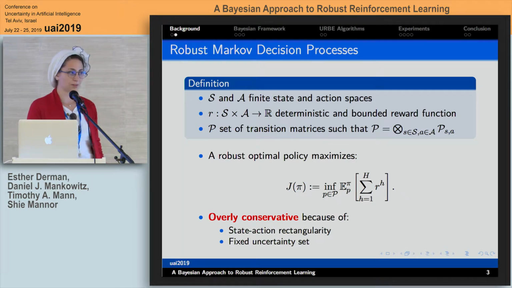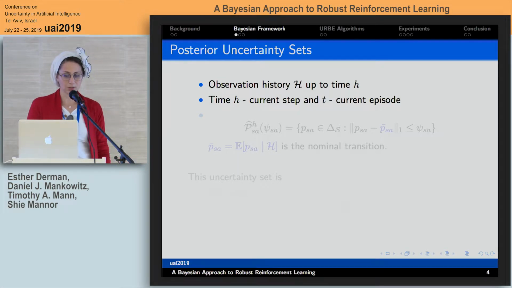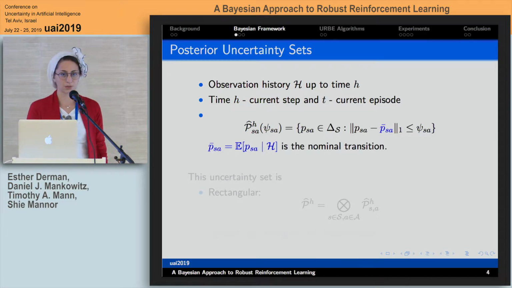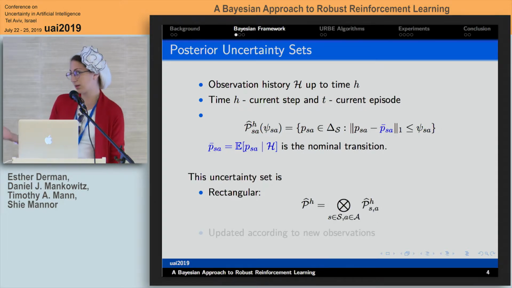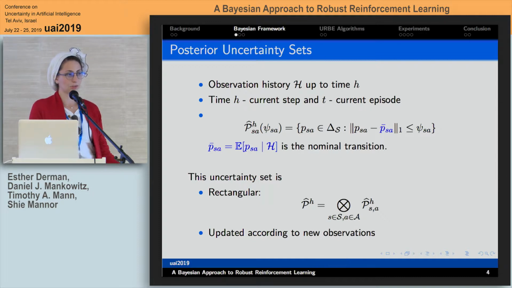And we place ourselves in a Bayesian framework. We have a prior over the next state transition. We have an observation history. And we construct a confidence interval around a nominal transition. And by construction, this uncertainty set is rectangular, so the problem is still tractable. We can compute the robust value function. But oppositely to regular approaches, this set is updated according to new observations.